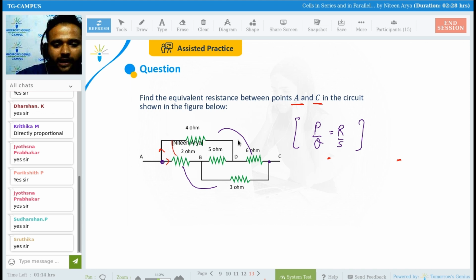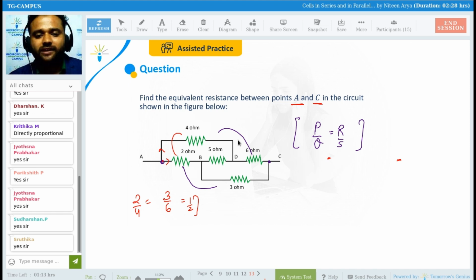So if you think this can be 2 by 4 equals 3 by 6, yes, it can be according to the ratio, but according to the simple analogy, I need to find the net resistance between A and C. And automatically between A and C the current is divided. And the second concept: when the current is divided, these resistances are in parallel, so they are not going to be in series. Then they are going to be in series, 2 by 3, 2 by 3. Got it?